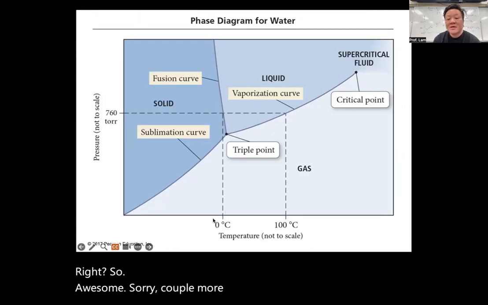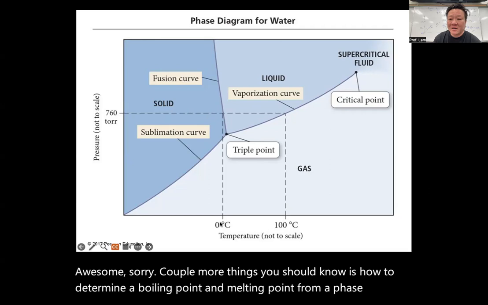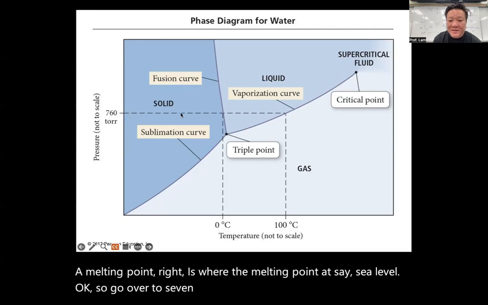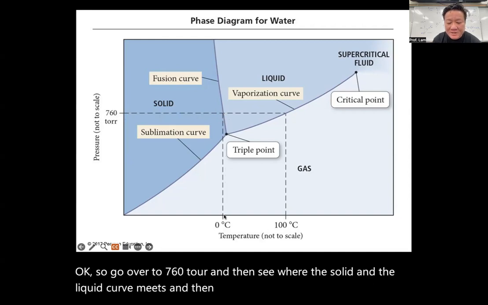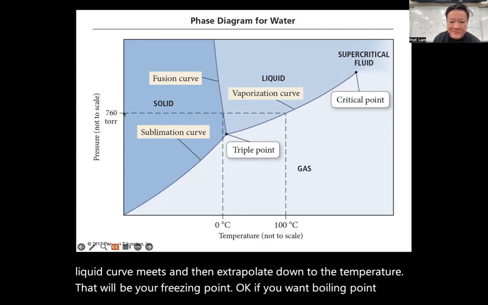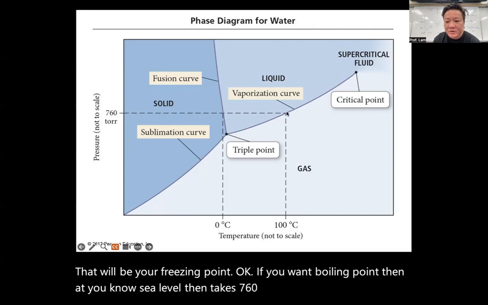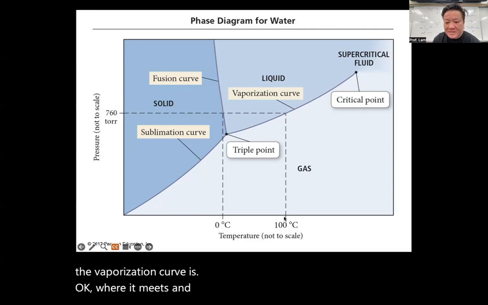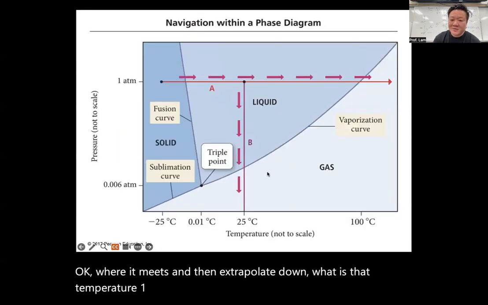A couple more things you should know is how to determine a boiling point and melting point from a phase diagram. So a melting point, say at sea level: go over to 760 torr and then see where the solid and the liquid curve meets and then extrapolate down to the temperature. That will be your freezing point. Okay. If you want the boiling point at sea level, then take 760 torr all the way over to where the vaporization curve is, where it meets, and then extrapolate down. What is that temperature? 100. Okay. So that's all you need to know.